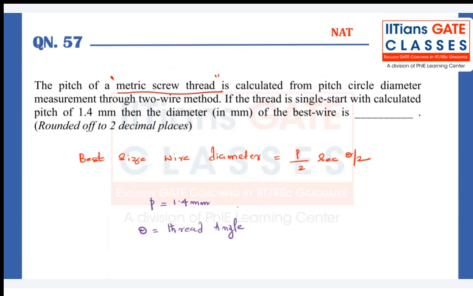Now for a metric screw thread, theta equal to 60 degrees. That you need to know. Okay. So for metric threads, the thread angle theta is equal to 60 degrees. Now everything is given.